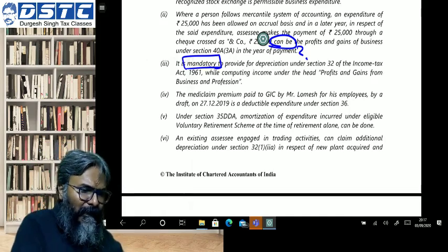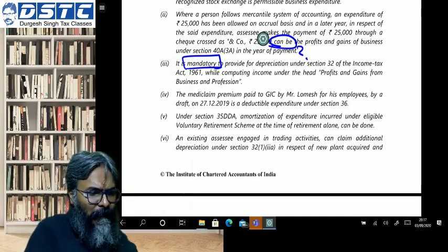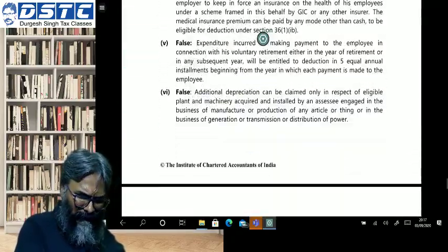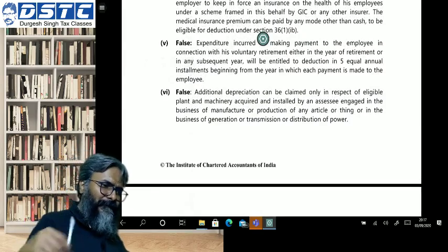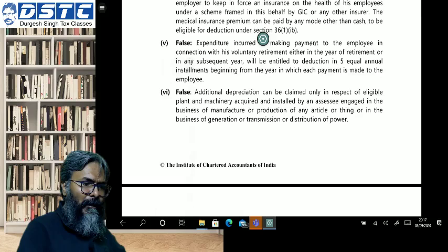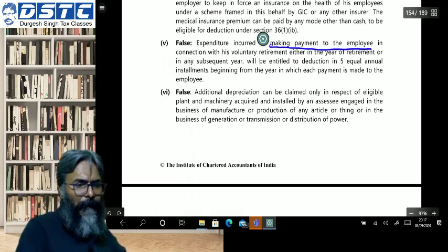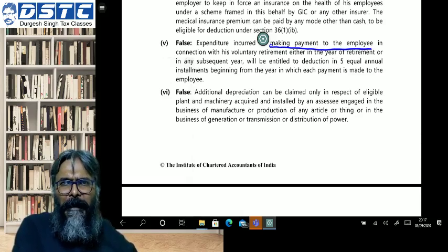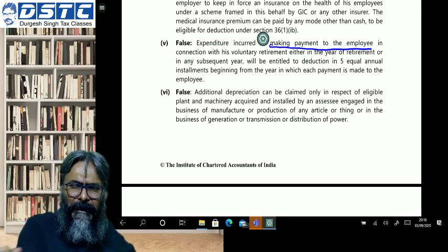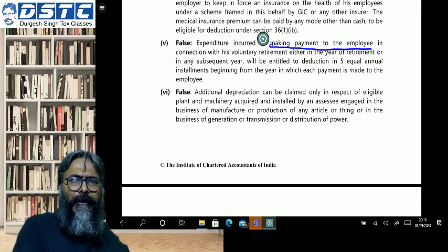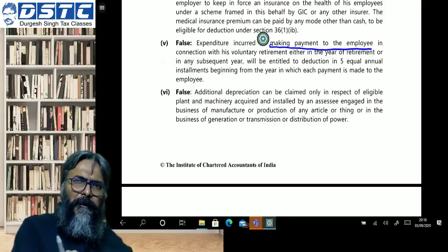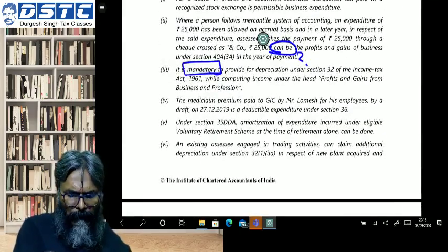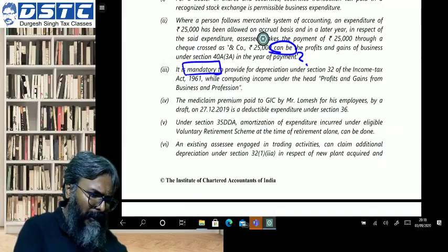So what you will say, under 35 DDA, amortization of expenditure incurred under the eligible VRS at the time of retirement alone can be done. Retirement alone is not there. Payment. Incurred in making payment to the employees. Students, you are retired, but you have not been paid. Whether amortization, can it be done? No. So therefore, the payment is a criteria. Only when it has been paid, primarily, that the amortization will begin. Amortization in 5 equal annual installments.